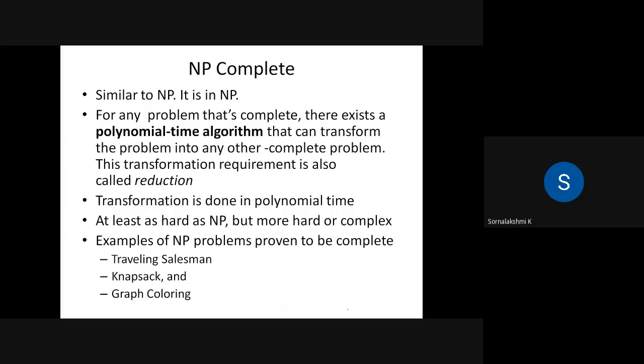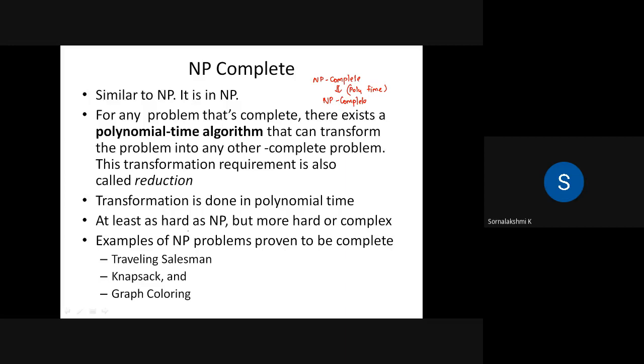And again, when we come to NP complete problems, it is similar to NP. It is in NP actually. I have a polynomial time algorithm to transform one NP complete problem to another NP complete problem. This transformation can be done in polynomial time, like what we just did with undecidability in Post correspondence. This process is called reduction, and the reduction can be done in polynomial time.